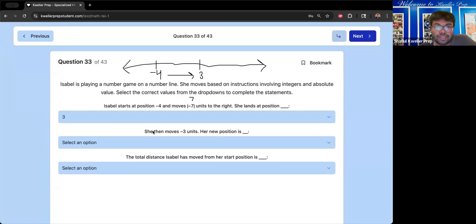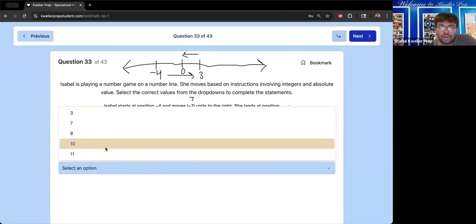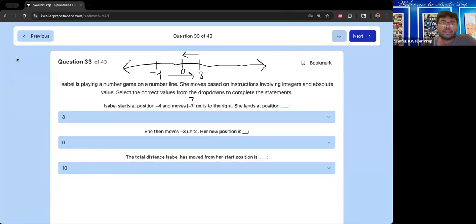She then moves -3 units, so it's a 0, right? If she moves -3 units, that means she moves back towards the left. So she first moves 7, she moves back 3 units. The total distance she traveled should just be 10. You just add the total distance. So first she moved 7 units here, then she moved 3 units. In total, it's 10 units of distance. It's not telling you how many units she moved away from the starting position. It says the total distance that she moved. First, she moved 7 units to the right, then she moved 3 units to the left. So 7 plus 3 is 10. Okay, does anyone have any questions on that?